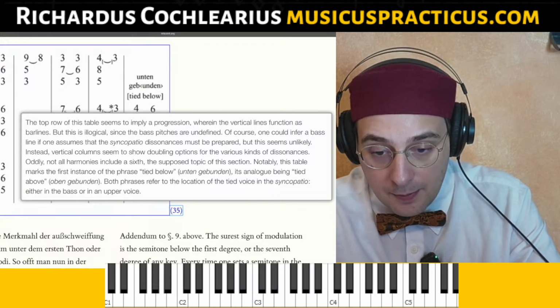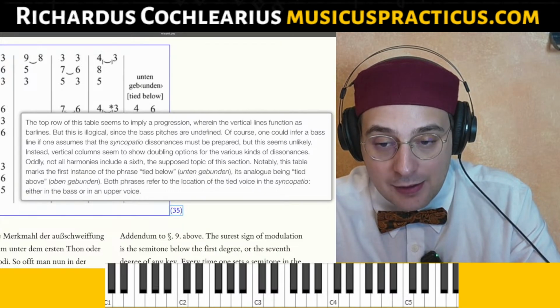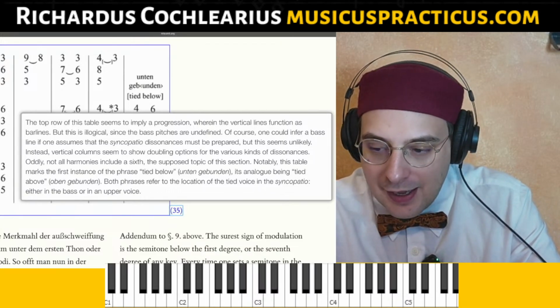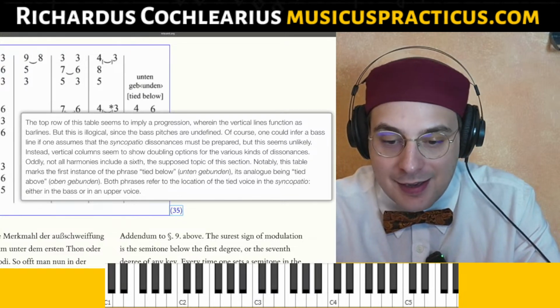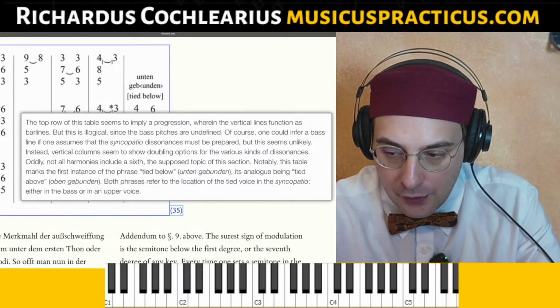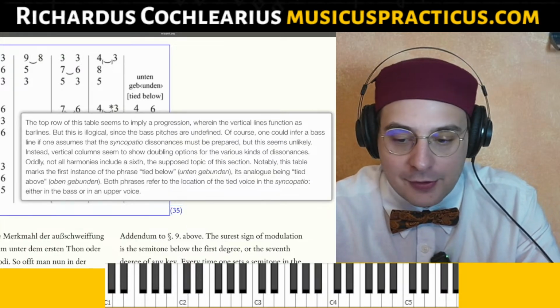Notably, this table marks the first instance of the phrase tied below, unten gebunden, its analog being tied above, oben gebunden. Both phrases refer to the location of the tied voice in the syncopatio, either in the bass or in an upper voice.